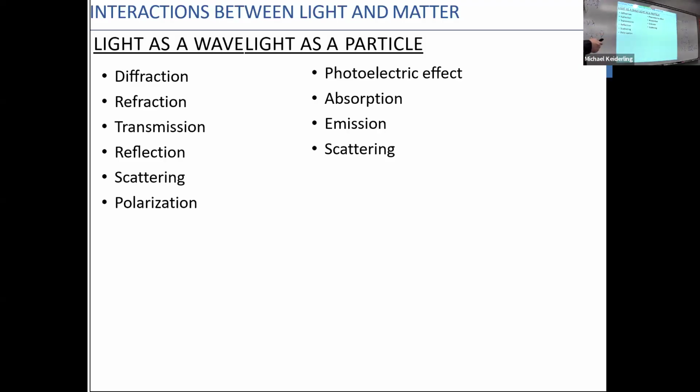So light as a wave gives you things like diffraction, refraction, transmission, reflection, scattering, and polarization. Light as a particle gives you things like the photoelectric effect, absorption, emission, and scattering. Most of what we're going to be looking at is absorption, just because it's the most generally useful spectroscopic technique.